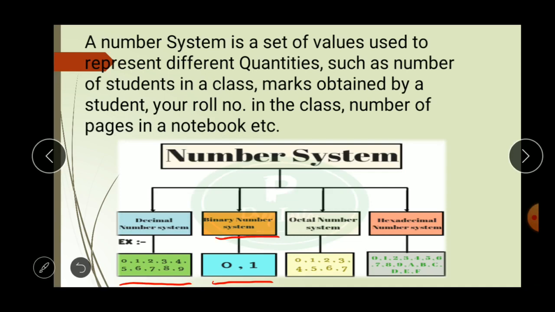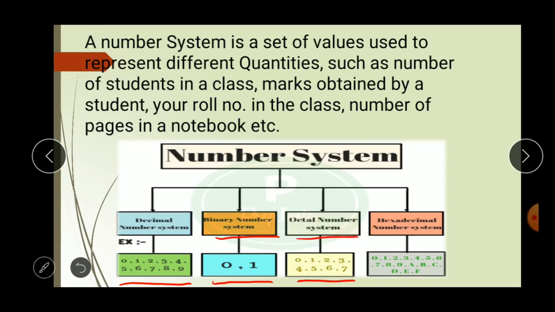The next number system, the octal number system, is again used by electronic machines for quite bigger calculations than binary numbers. In this number system we have a total of 8 notations, that is from 0 to 7: 0, 1, 2, 3, 4, 5, 6 and 7. Because of a total of 8 notations, this number system is known as octal number system.